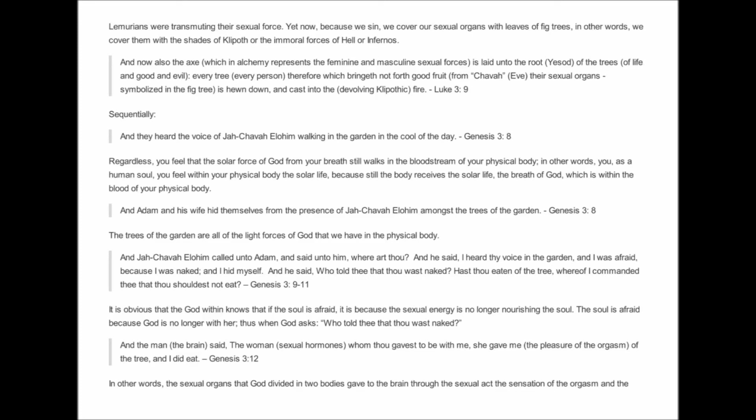Well, you see the trees of the garden, I mean all the elements that we have in the physical body. And Jehovah called unto Adam and said unto him, you see, your own reason, where art thou? And he said, I heard the voice in the garden, and I was afraid, because I was naked, and I hid myself.